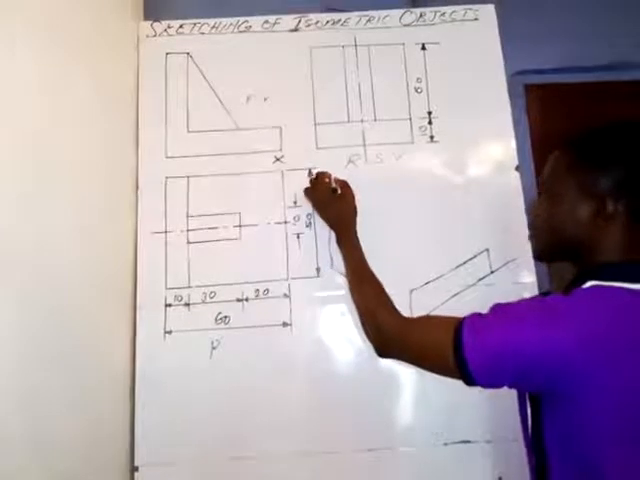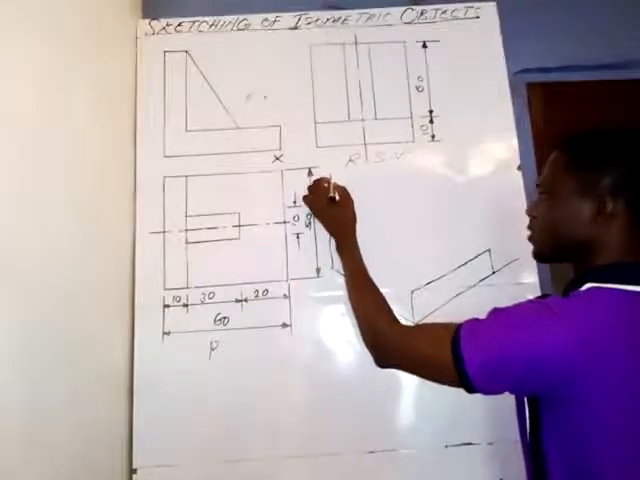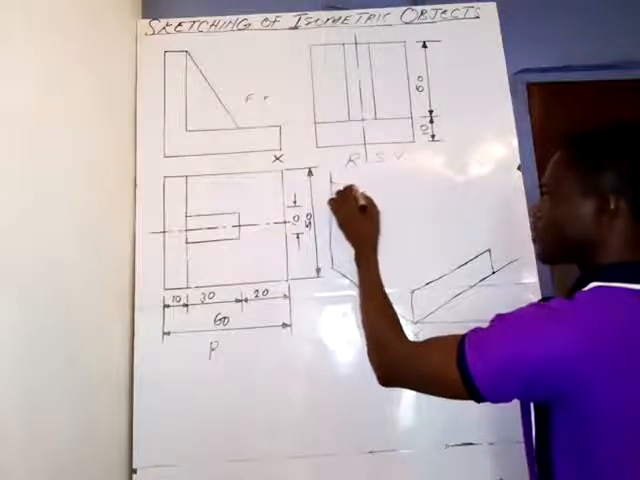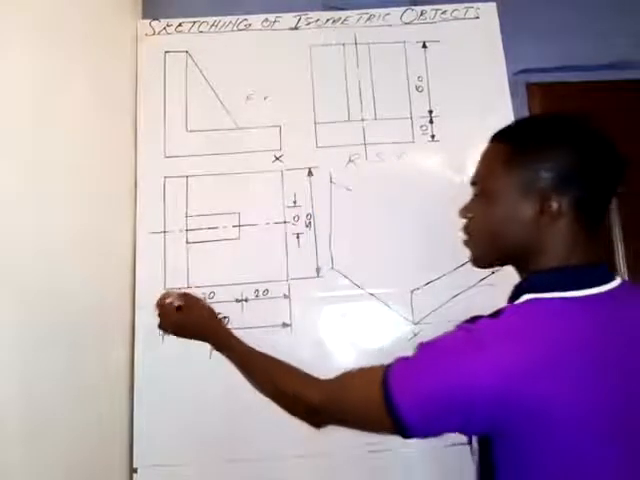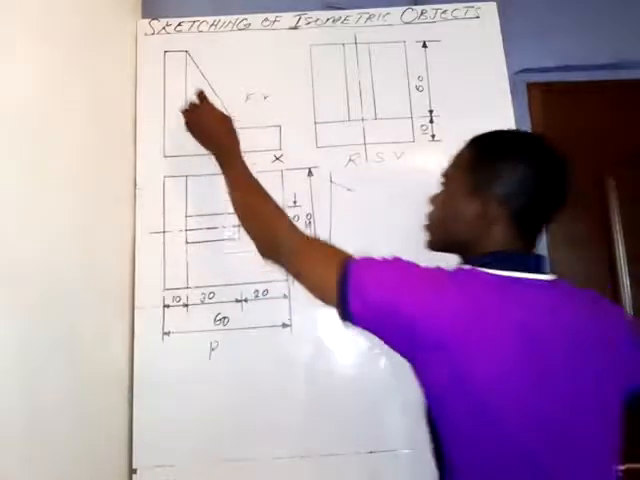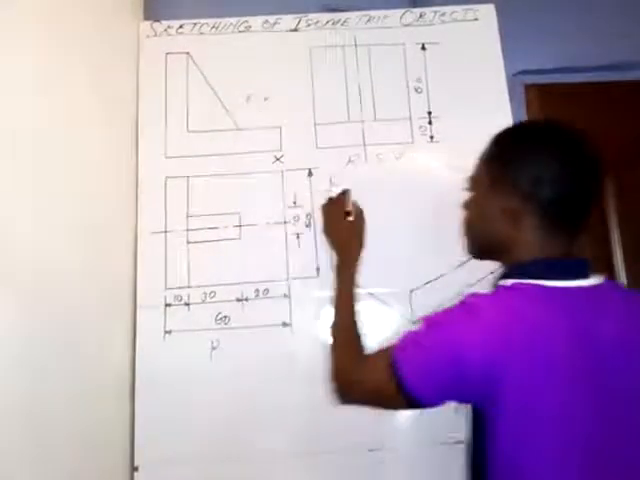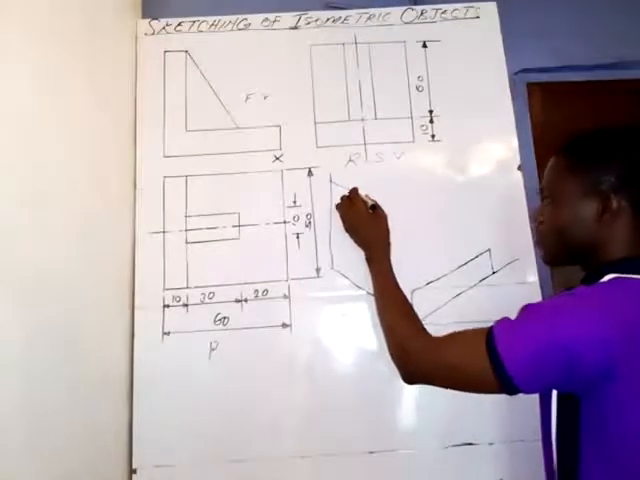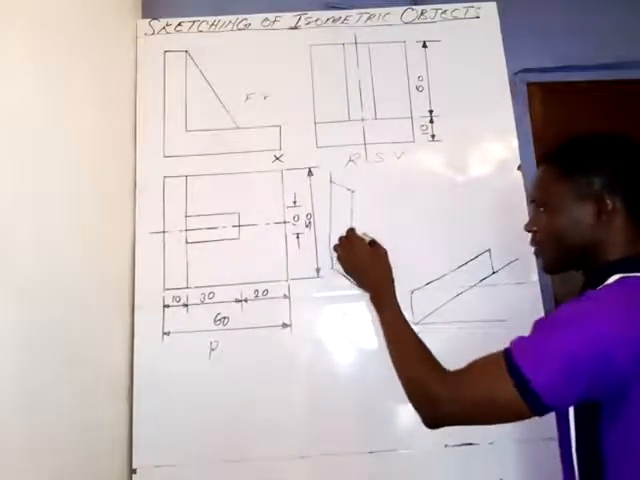So here we have 70. Let's say we have 70 here. So project this line here. The distance from here to here, which is equal to the distance from here to here, is 10 millimeters. So take a measurement of 10 millimeters to here and draw a line down in this direction.